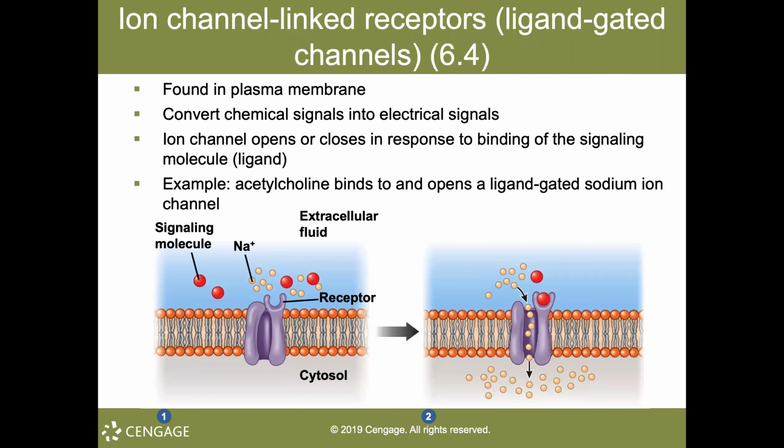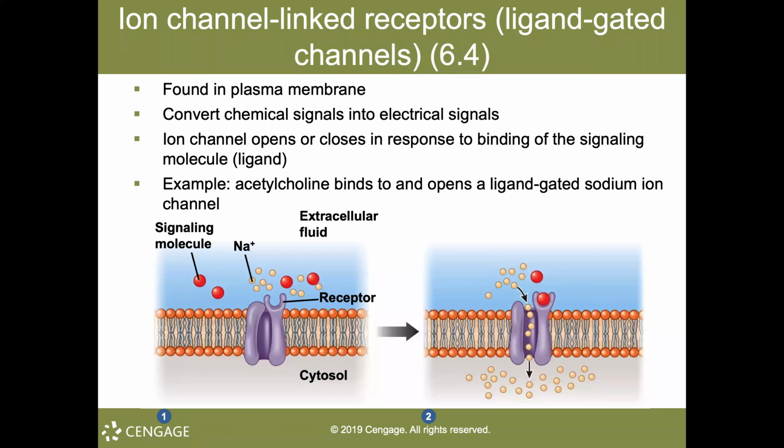So to start, the ion channel linked receptors are also known as ligand gated channels. These are found in the plasma membrane. So that's shown here, this large protein present here. These are going to convert chemical signals into electrical signals. So as shown here, we have a particular signaling molecule. In this case, most of them can be neurotransmitters.